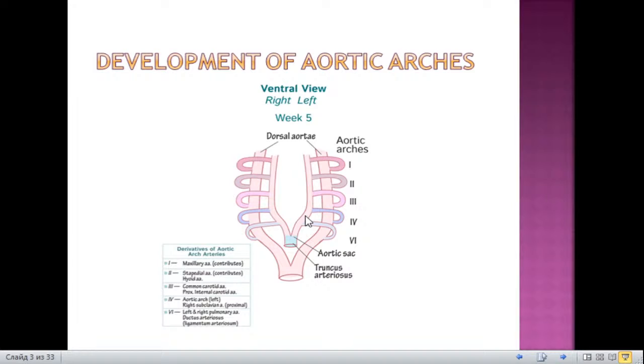After that, the fourth aortic arch, on the left side, becomes the proximal segment of the subclavian artery. And the sixth aortic arch becomes the pulmonary artery, and also part of the arterial duct, which you know as the arterial ligament in adults because it obliterates after birth. So these are the 6 pairs of aortic arches.